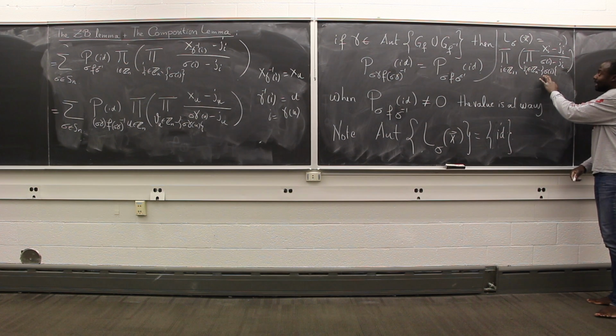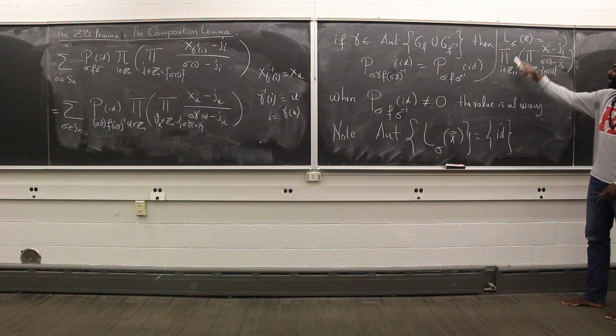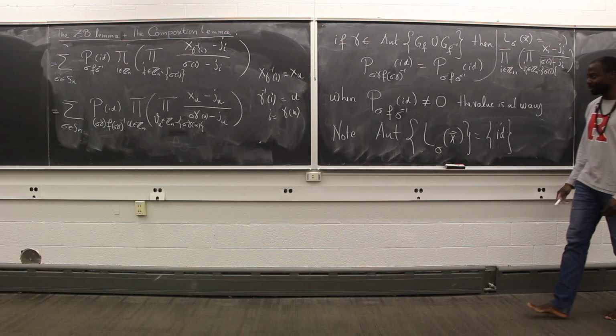Because sigma is a permutation, the automorphism group of this is trivial. If this was the identically zero function, it's not true that the automorphism group of the basis is trivial. So it's really because the function is over permutations and each one of these denominators is different that I know the automorphism group is trivial.